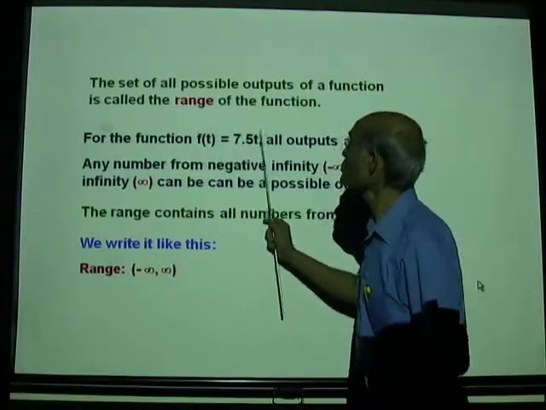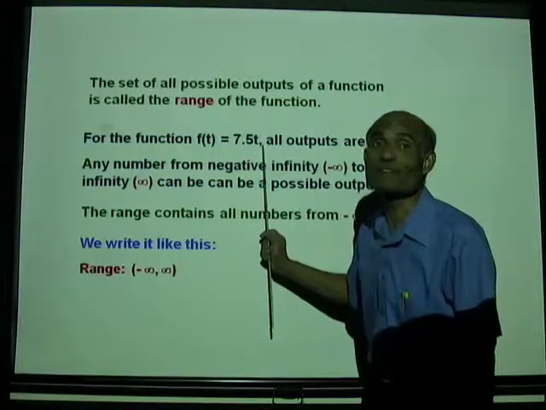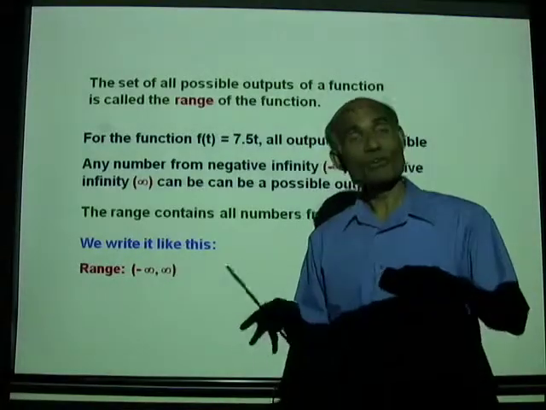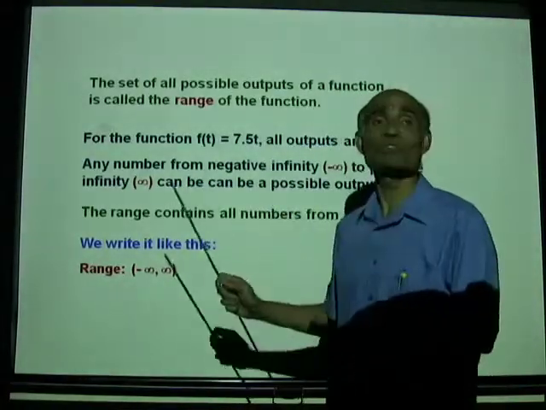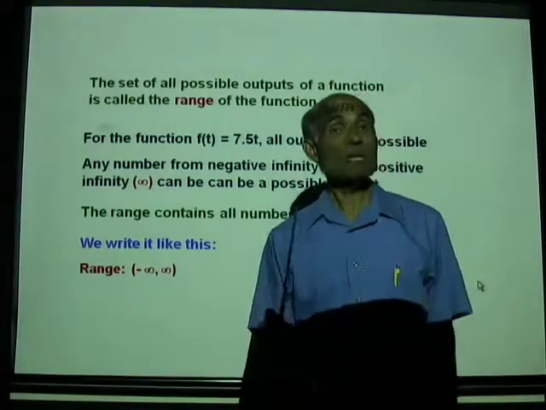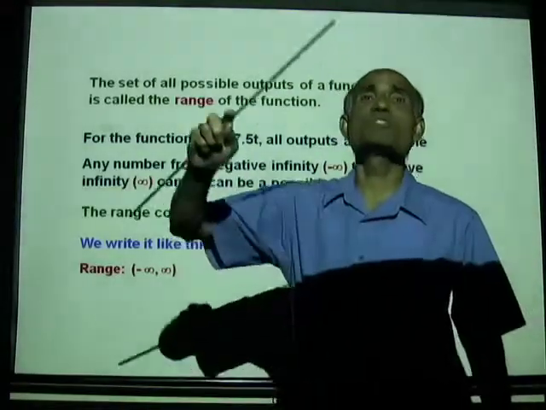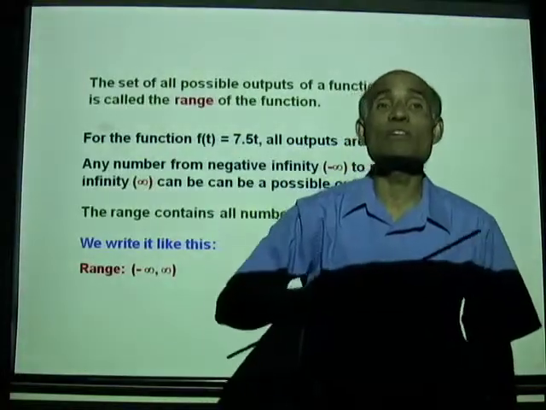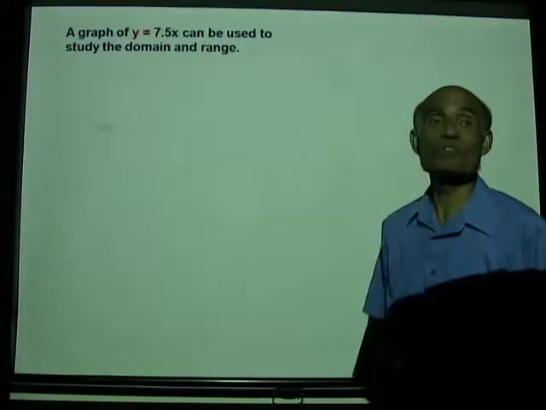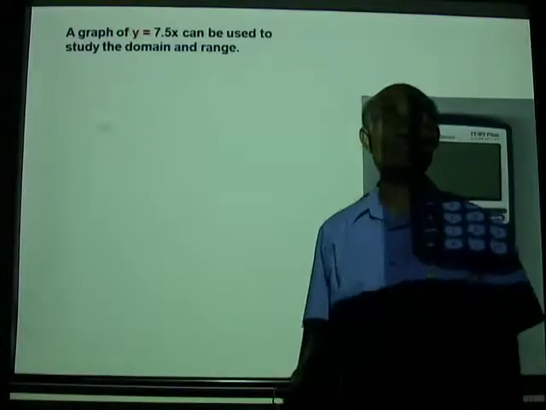So, for a function such as this, no input is forbidden and no output is forbidden. All real numbers are possible inputs and all real numbers are possible outputs. That means if you draw the graph of this function, that graph will be a continuous graph. There will be no break in the graph anywhere. Now, a graph of y equal to 7.5x can be used to study the domain and range.